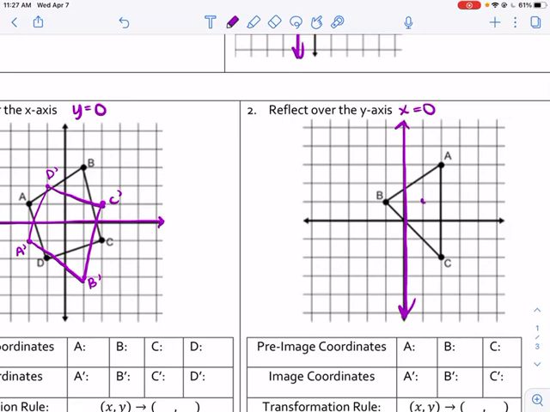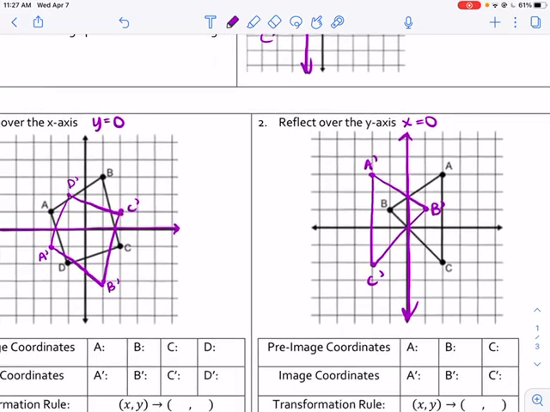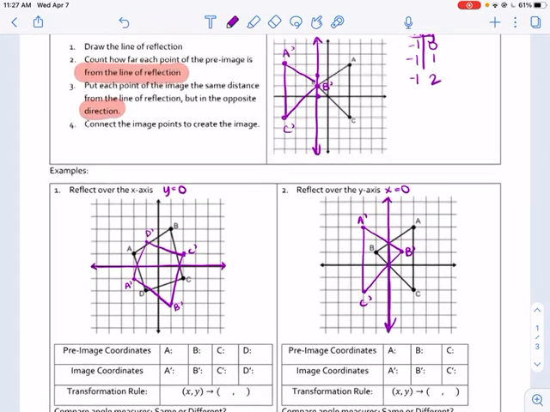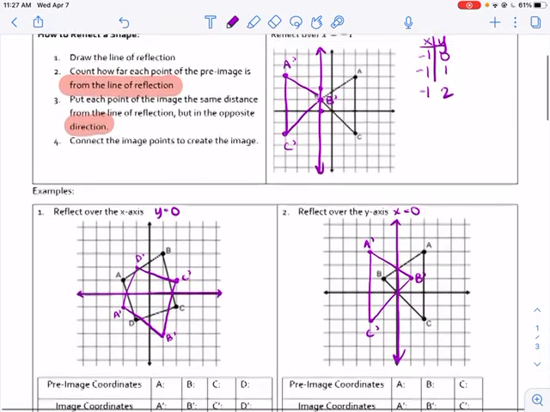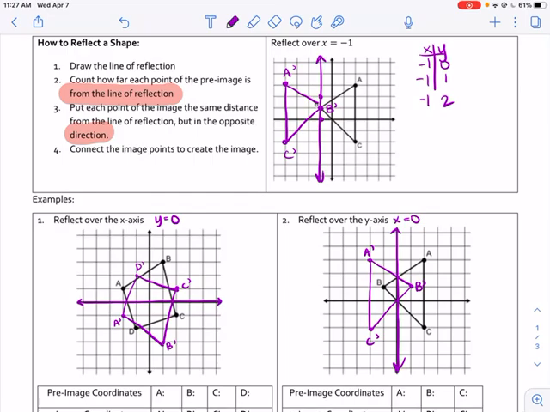Now my B is over here, my B prime. My A prime will be here. And my C prime will be there. So now I'll connect everything. And this one, it's a little easier to tell, yeah, that looks like a mirror image. Okay, we're going to go over some more difficult reflections and how to write reflection rules in our next video.